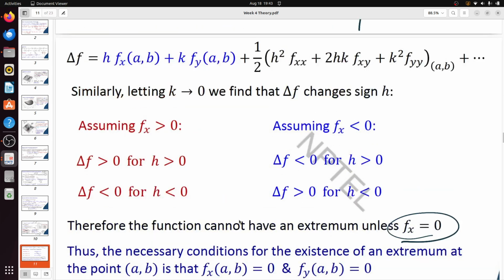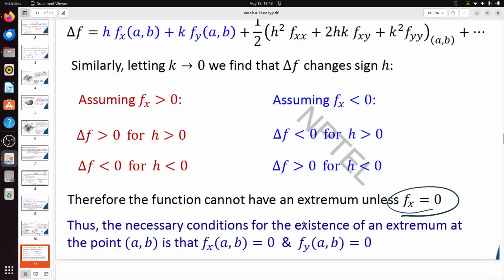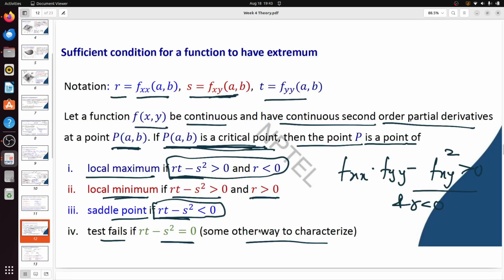These are actually repetitive things, so I will not discuss the theory in detail. For your convenience, I have just put it in the slides. Next, the sufficient condition for a function to have extrema. Throughout we will use this notation: r = fxx, s = the mixed derivative fxy, and t = fyy.